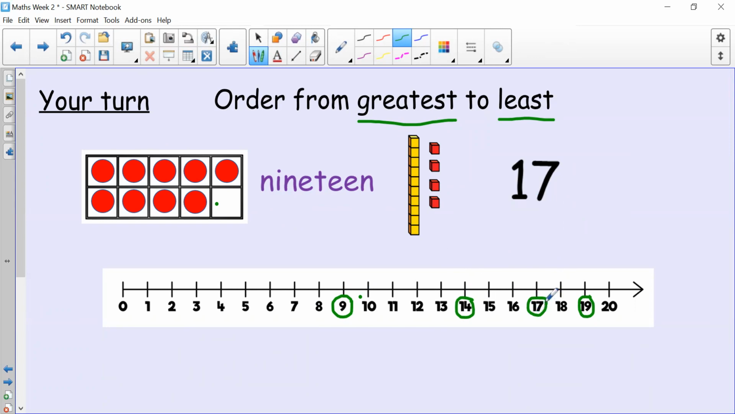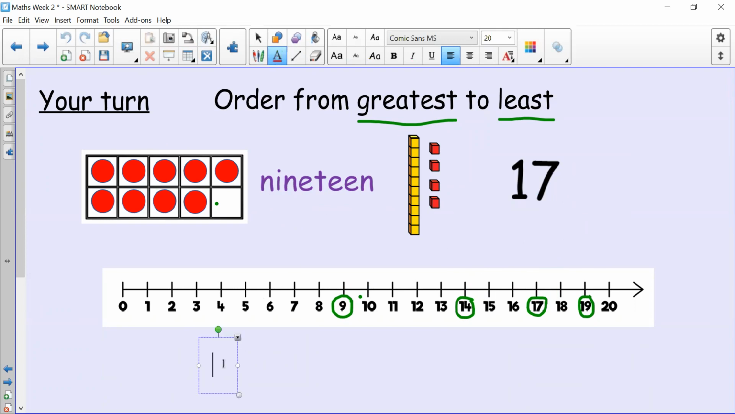And remember, we're meant to order from greatest to least. So what is the greatest number? Let's see if you got this right. 19 is the greatest number because it comes furthest along the number line out of the 4 numbers that we are comparing and ordering. So 19, and then what's next? 17. And then what? 14. And then finally, 9. So we've ordered the numbers from greatest to least: 19, 17, 14, 9.